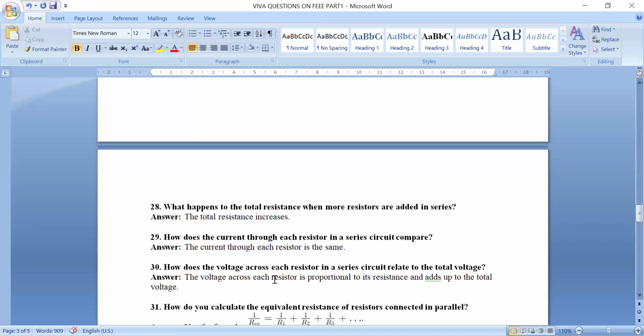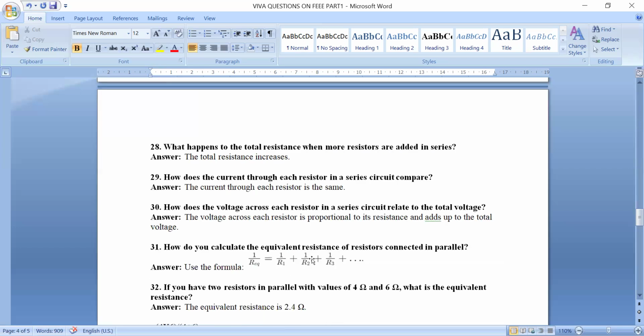Then how does the voltage across each resistor in a series circuit relate to the total voltage? Just now I told you the voltage across each resistor is proportional to resistance, and it adds up to the total voltage. If there are three resistors, the voltage across the first is V1, across the second is V2, and across the third is V3. So the total voltage is V1 plus V2 plus V3. If there are four resistors, it is V1 plus V2 plus V3 plus V4 and so on.